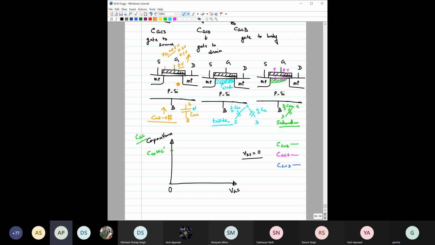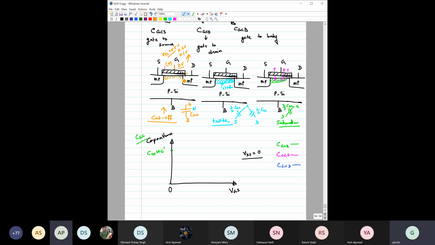Holes, right? Now you have started giving positive bias here. What will happen? These holes will repel. Earlier the holes were distributed equally, but now the holes have been repelled from this region. So this region is called the depleted region, and the depleted region is equivalent to a dielectric layer. So the separation between this gate and this body has now increased.